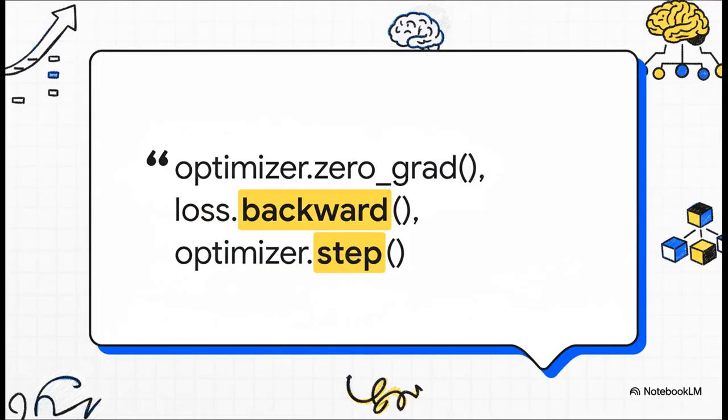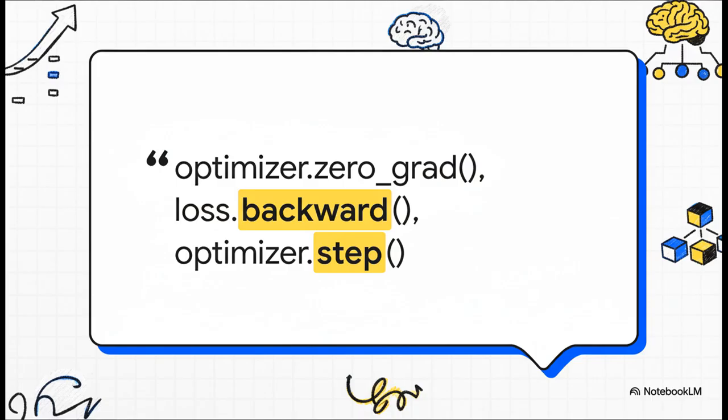So, look where we are. We've come full circle, right back to where we started. That whole complex dance of guessing, finding the blame, and nudging all the knobs, it's all boiled down, abstracted away into these 3 powerful lines. You've got optimizer.zero_grad to reset for the next round, loss.backward to calculate all the blame, and optimizer.step to update everything all at once.